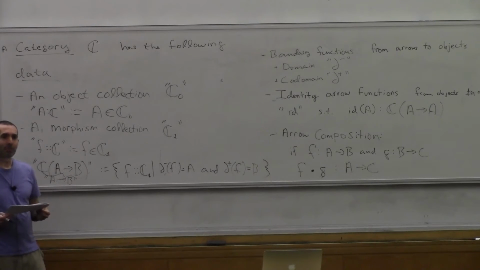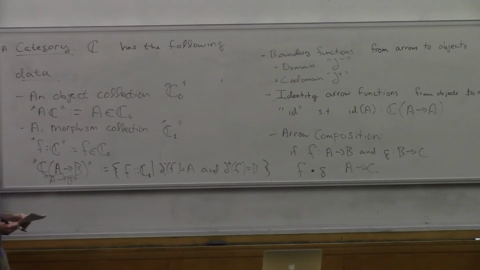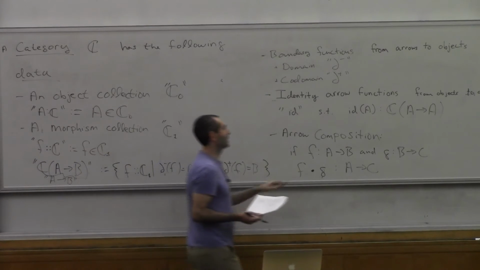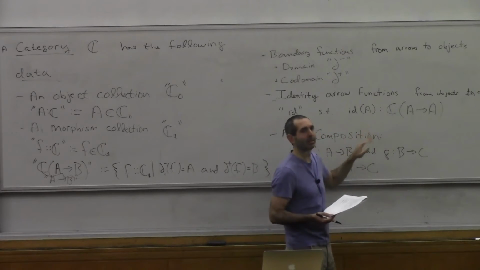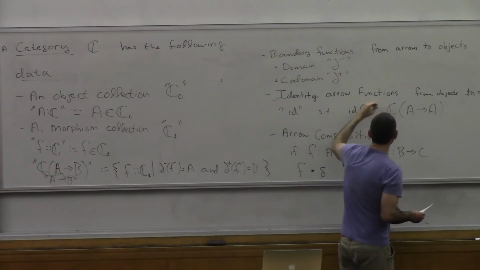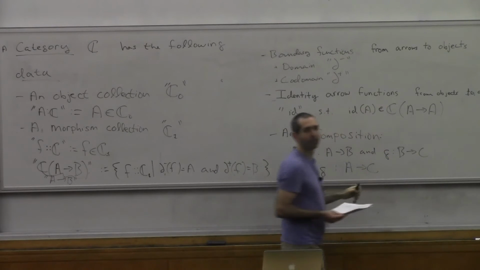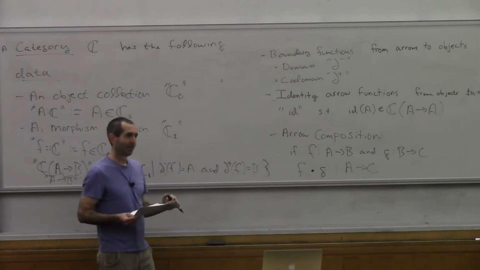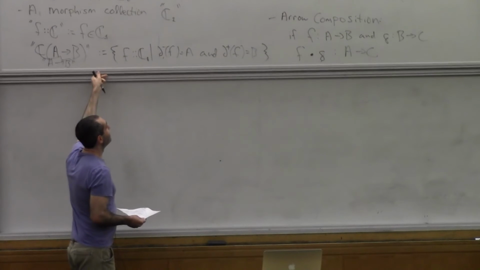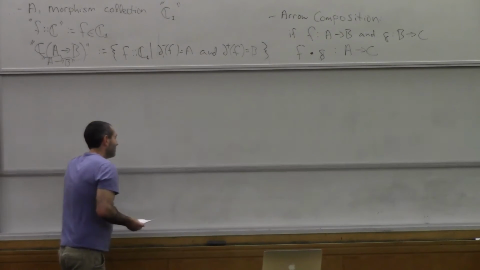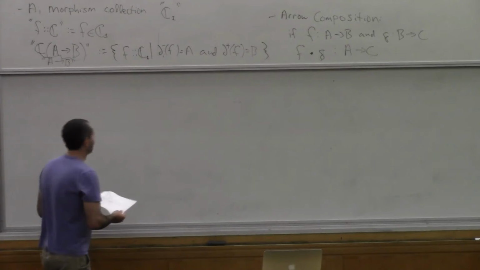Yes? The colon after ID of A, colon C, A arrow A, is that the same colon as on the left side? Yeah, so I kind of snuck that in a little bit. I was hoping you wouldn't bring it up. But okay, we're going to see that this is some kind of collection, and we're going to ask what kind of collection. This is going to be a member of that collection. But you can just think of it as, well, okay, put the epsilon in if you want. Okay, I'm going to continue. Okay, so that's the data.